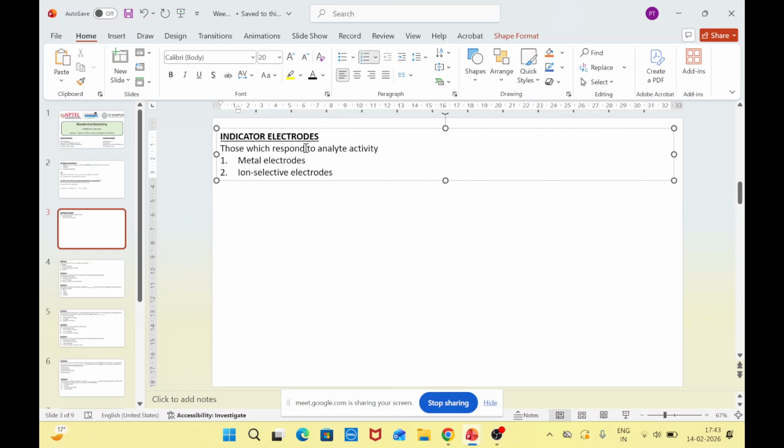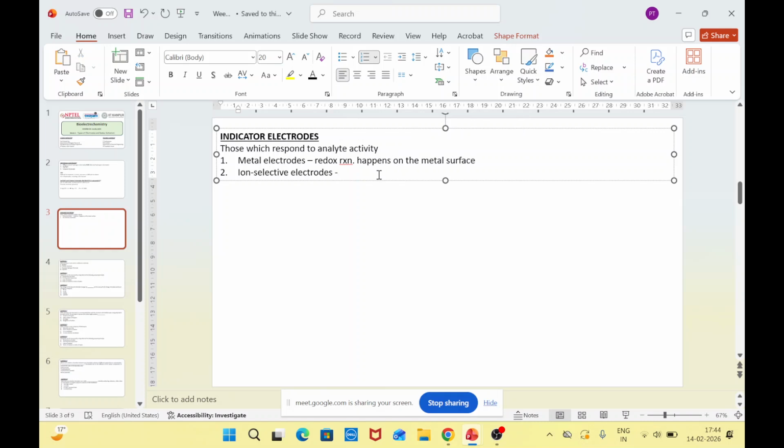In case of the metal electrode, the basic mechanism by which these two electrodes respond to the analyte activity is different. In case of the metal electrode, usually the response is in the form of a redox activity, the redox reaction that happens on the metal surface.